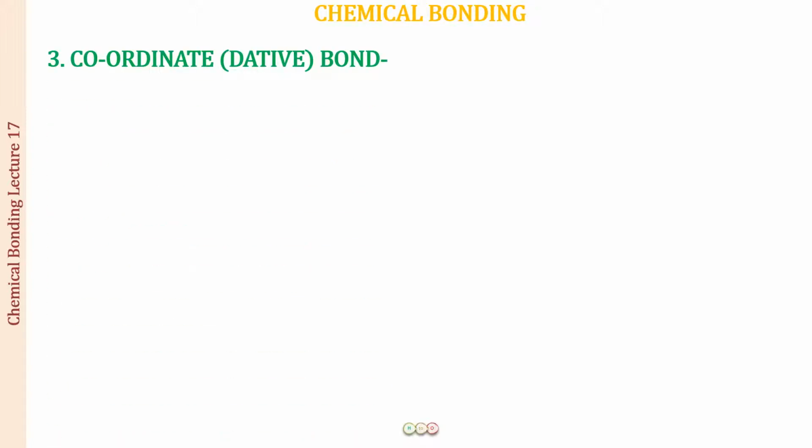If you see this over here, we have the coordinate bond, which is also called the dative bond, and there is a number 3 in front of it, which means that we have already studied two bonds, the ionic bond and the covalent bond. So this would be the third that we are going to study today. Now, to understand what the coordinate bond is and its difference from the ionic and covalent bonds, let me give you an example.